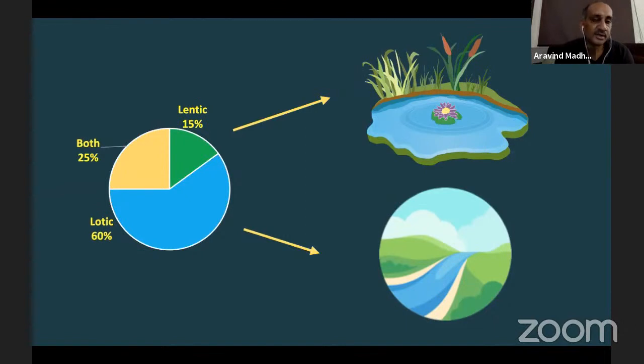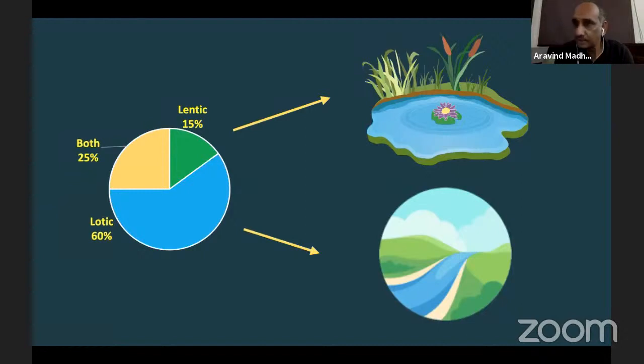And if you look at the distribution of freshwater species in the Western Ghats, 60% are found in the lotic environment. Lotic environment means the flowing water bodies like streams and rivers, and 15% are found in the lentic environment, that is lakes, ponds, tanks, marshes, paddy fields, and so on. And some 25% of the species can adapt to both lentic and lotic environments.